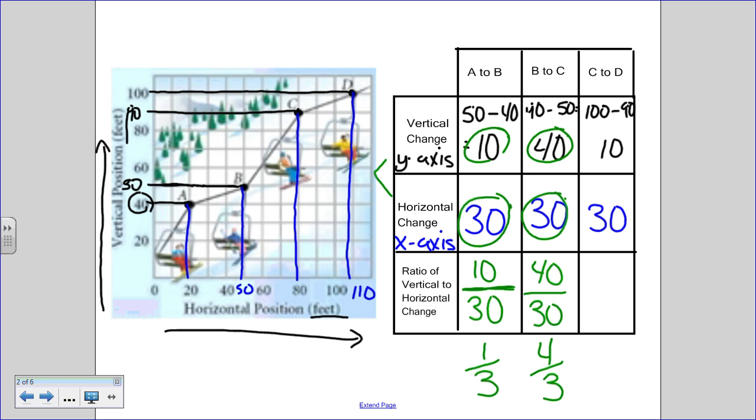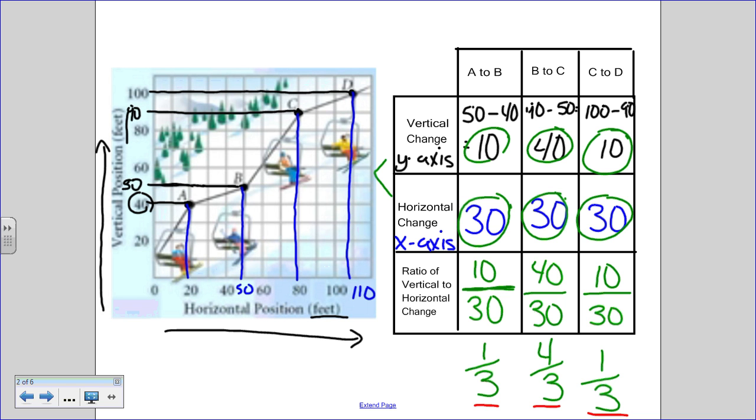Lastly, we have point C to D. Again, we see a vertical change of 10 feet and a horizontal change of 30 feet. We simplify this fraction again to 1/3. So as we look at our rate of change, we look at the ratio of the vertical change over the horizontal change. These numbers that we got as our answers tell us a little bit about the slope of the lines.